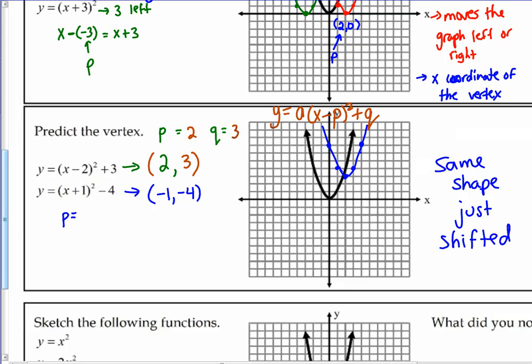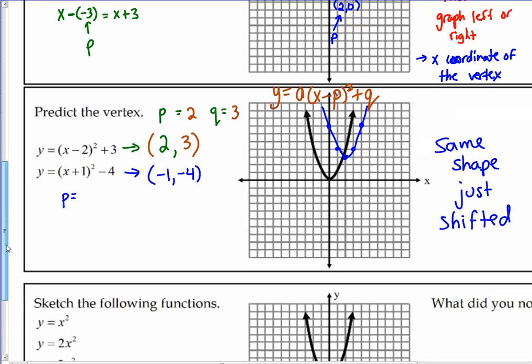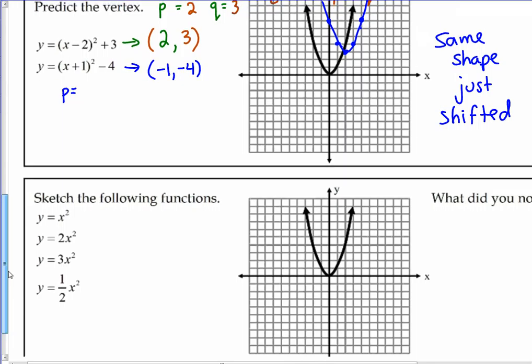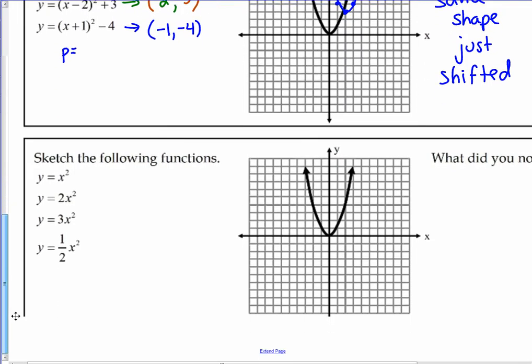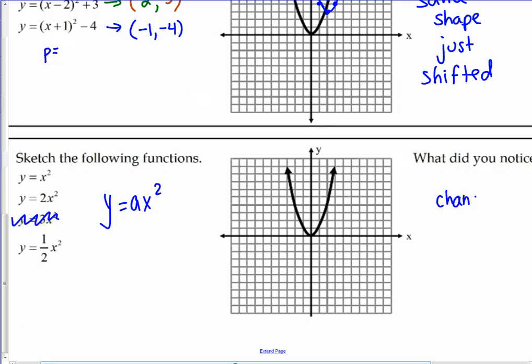Okay. I only graphed one of them. You could do the other one if you want. Let's move on and just look at these two. Graphing calculator. So A, this is the A in y equals a (x minus p) squared plus q. And A changes the shape. This is what we call a vertical stretch.